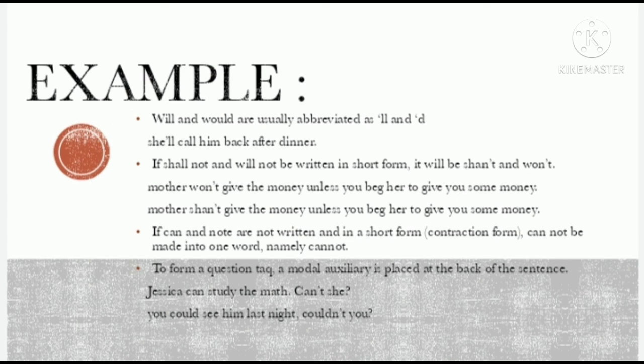If can and not are written in a short form or contraction form, they are made into one word, namely cannot. To form a question tag, a modal auxiliary is placed at the back of the sentence. For example, "Jessica can study the maths, can't she?" and "You could see him last night, couldn't you?"